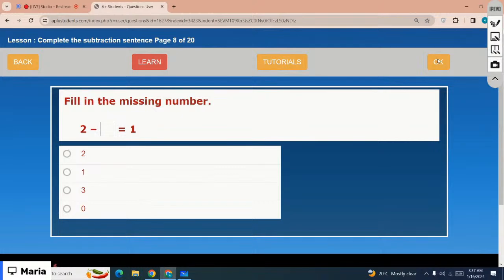Okay, the next one is fill in the missing number. 2 take away missing number equals 1. So which number is missing? Yes, that is 2 take away 1 equals 1. The correct option is 1.